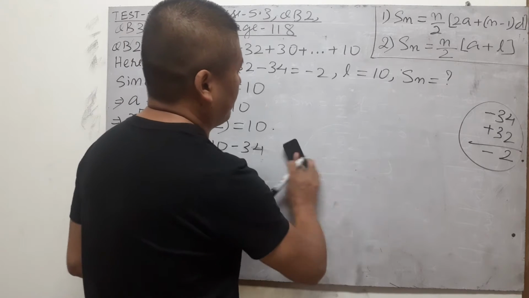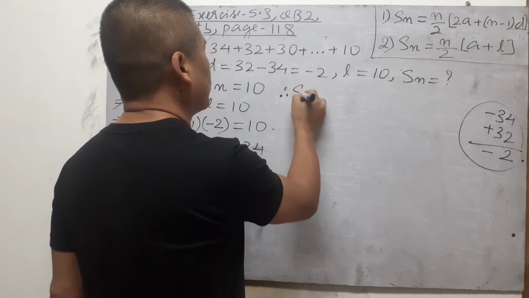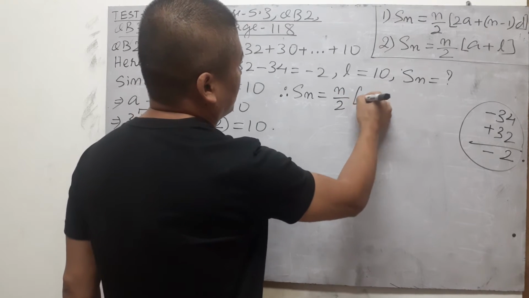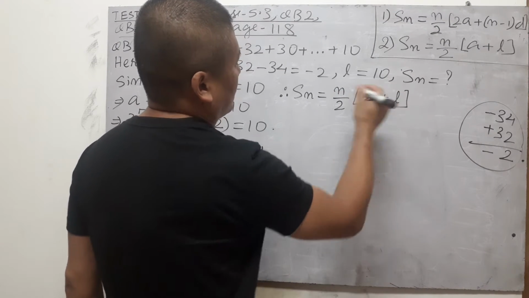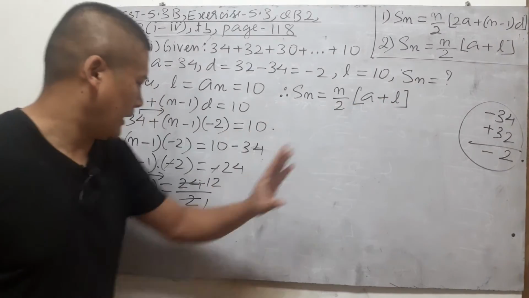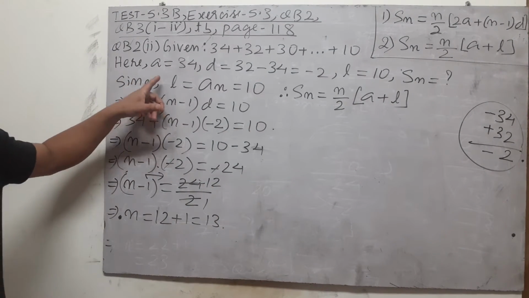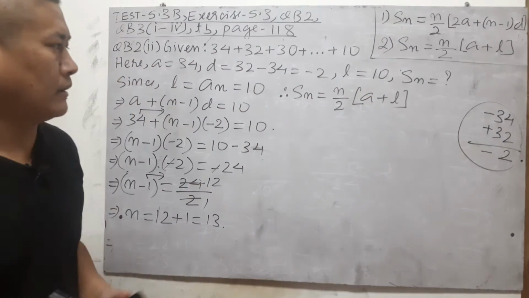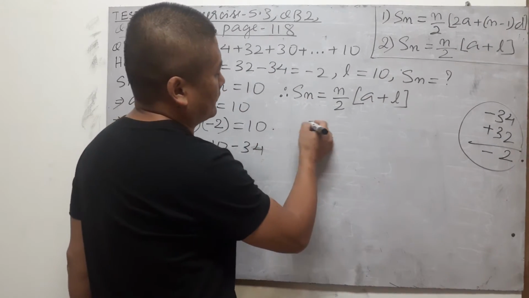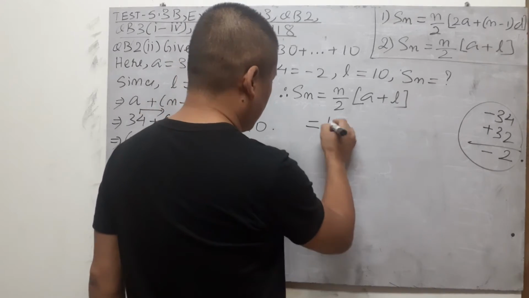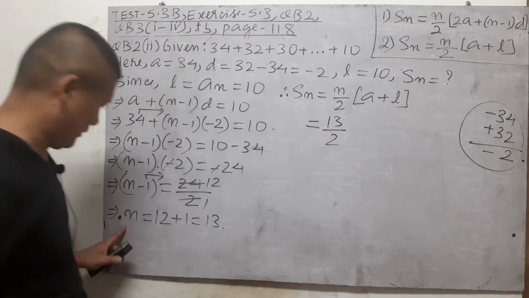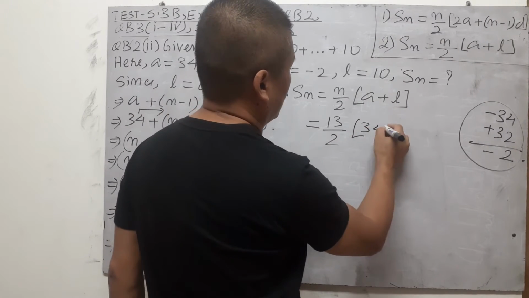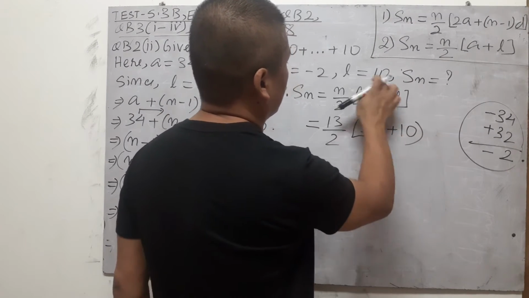The question is saying find the Sn. Therefore now we can clearly see that you can use the formula n by 2 into a plus l, because we now have n, a, and the last term l. So n is equal to 13 just now, as we see here. n equal to 13 by 2 into a value 34 plus last term value 10, as we can see.